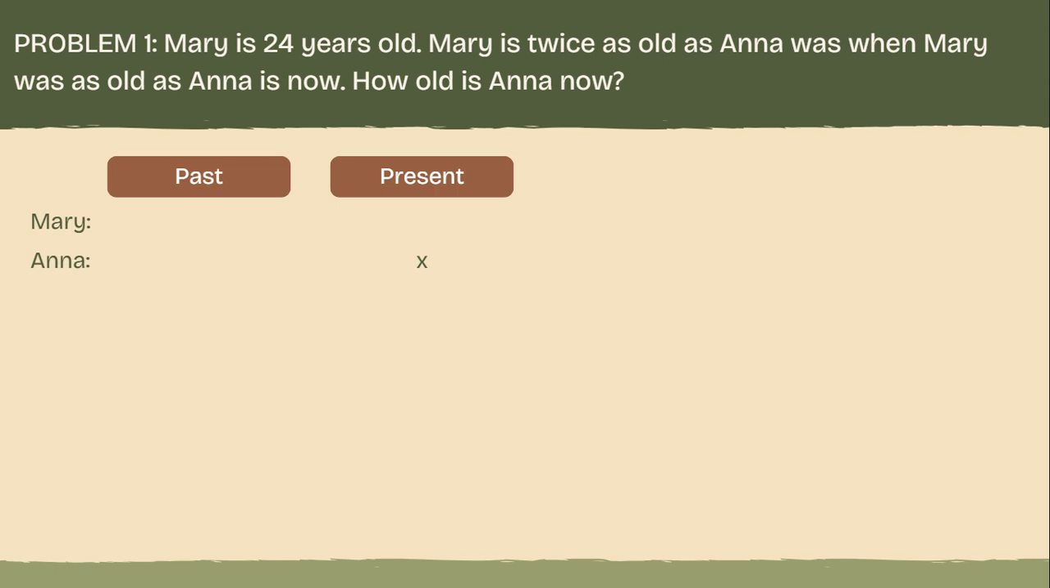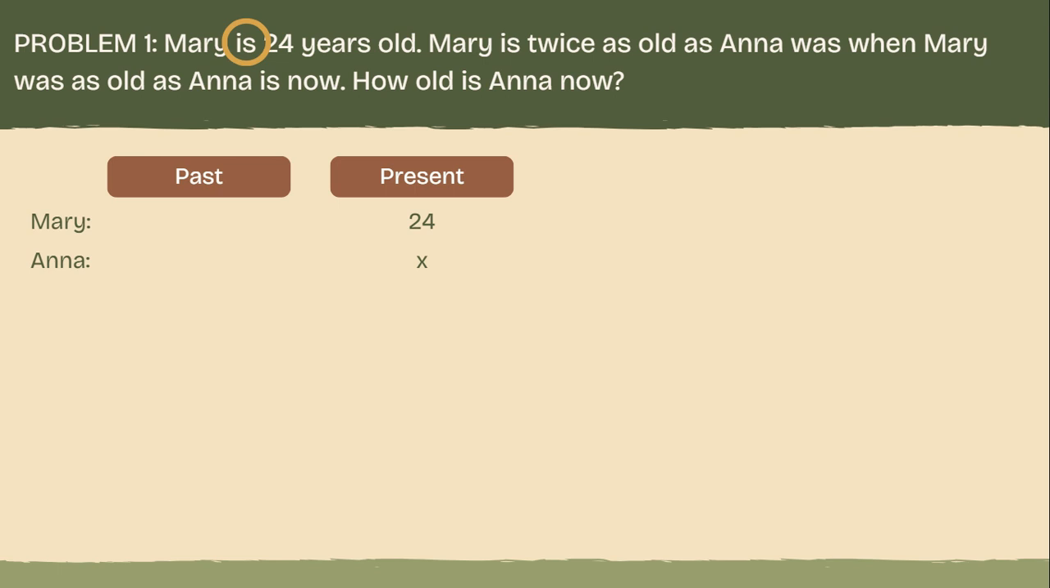We are also told that Mary is 24 years old. The word is tells us this is her present age. So we write 24 under Mary's present column. Next, let's carefully read the second sentence. Mary is twice as old as Anna was when Mary was as old as Anna is now.